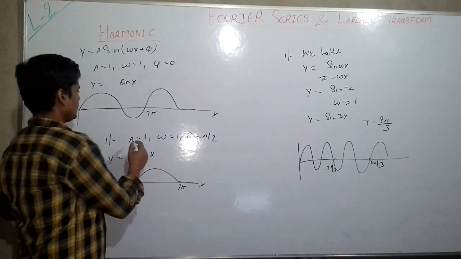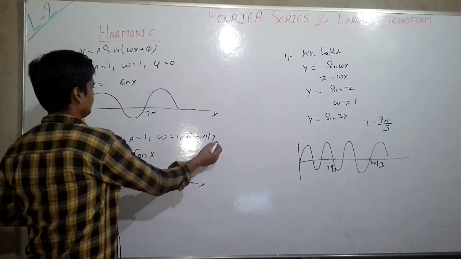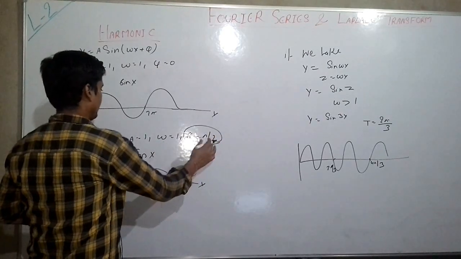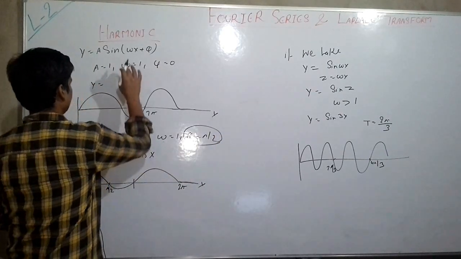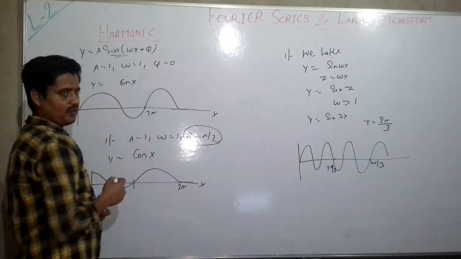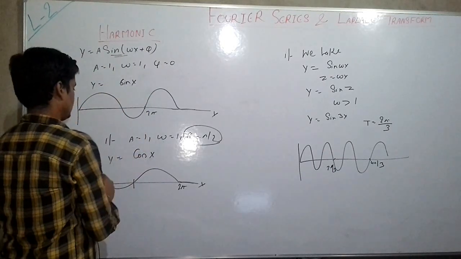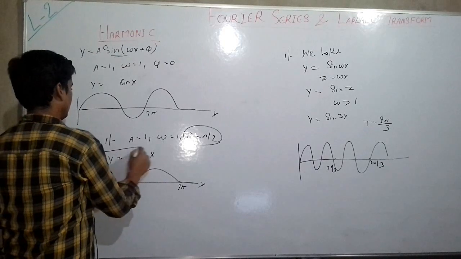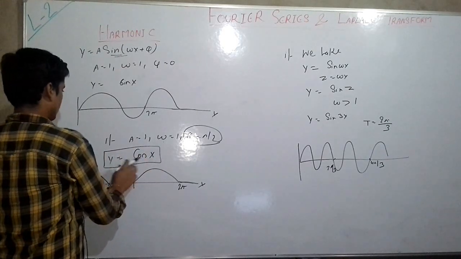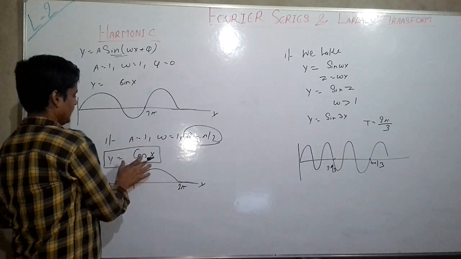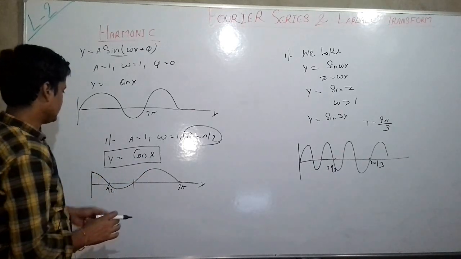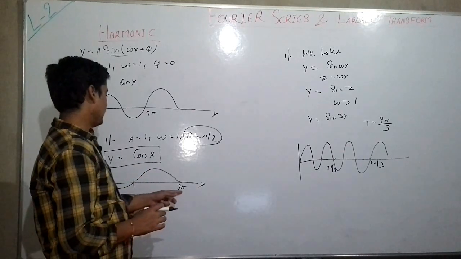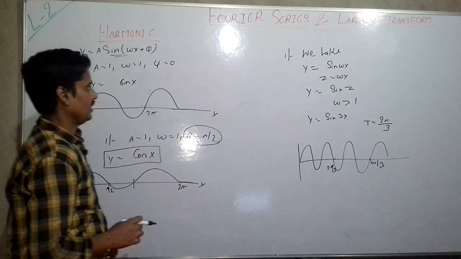And if A is 1, omega is 1, but the initial phase is pi by 2, then this equation becomes y is equal to cos x, and the graph of this function is cosine x. Again this function will repeat after the 2 pi time interval.